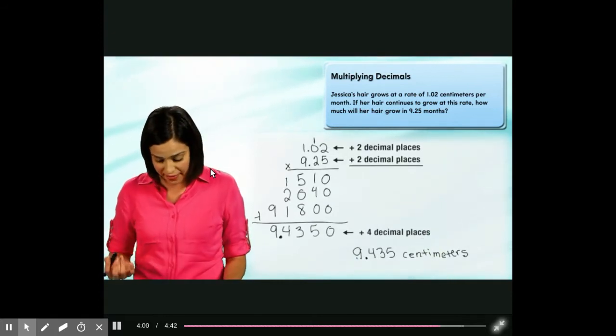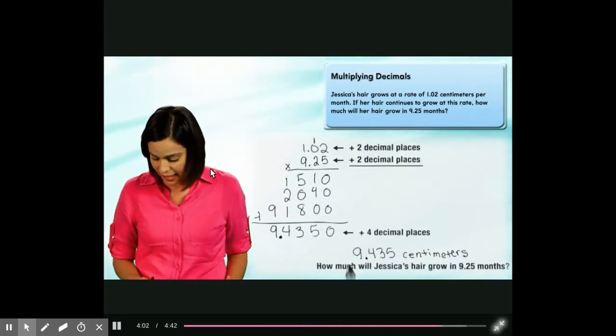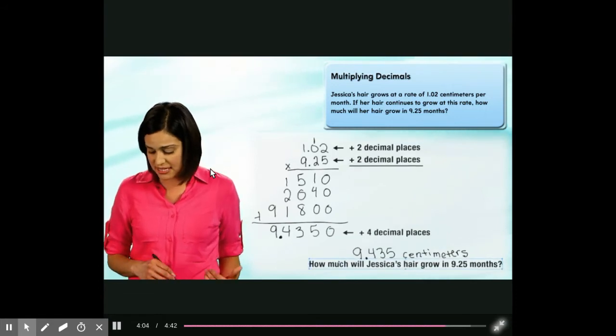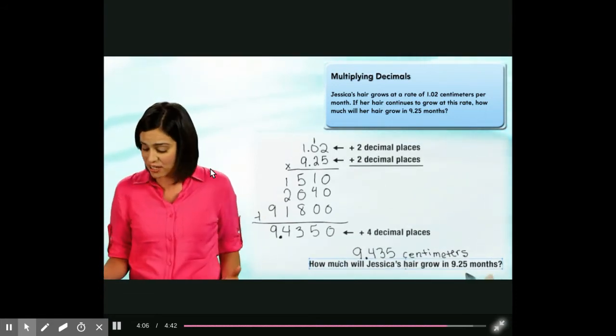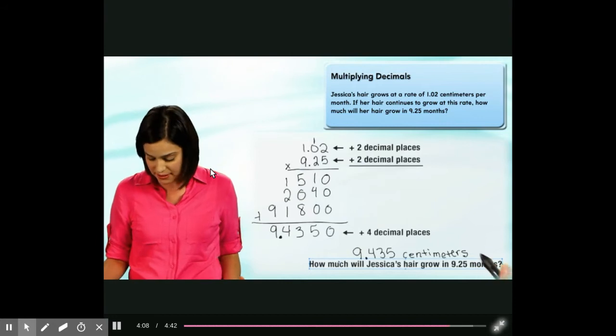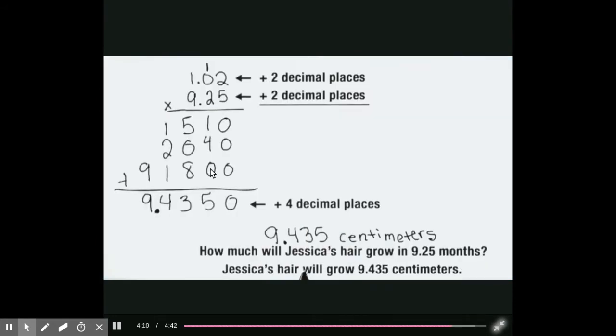So with that being said, how much would Jessica's hair grow in 9 2/25 months? Well, Jessica's hair will grow 9 435 thousandths centimeters.